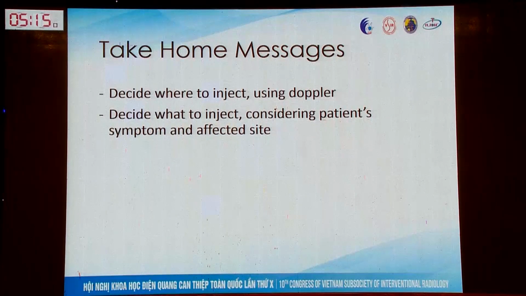I think my presentation was kind of basic, but the take-home message is that we have to decide what to inject considering the patient's symptoms, the affected site, and the patient's clinical history. And we have to decide where to inject. I just want to highlight that we need to use Doppler to see the hypervascularity of the enthesis. Thank you.